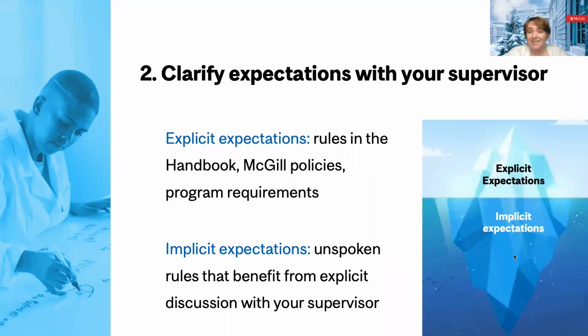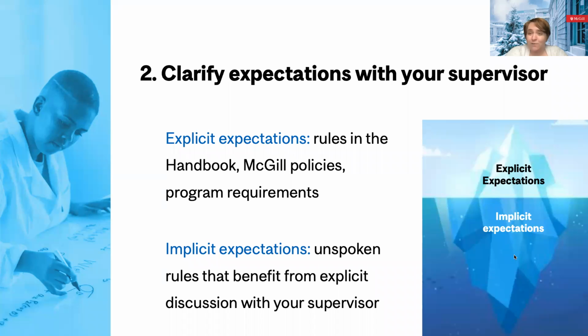The problem, though, is that, as you can see in the diagram, it's just the surface. Usually the explicit expectations are things that are so general that they can be said for a wide swath of people. So people who are in your program, people who are at McGill, and that can make them kind of vague. And so, like icebergs, there's a lot more that's below the surface, and that tends to be the more important stuff, the stuff that you really need to clarify through discussion.